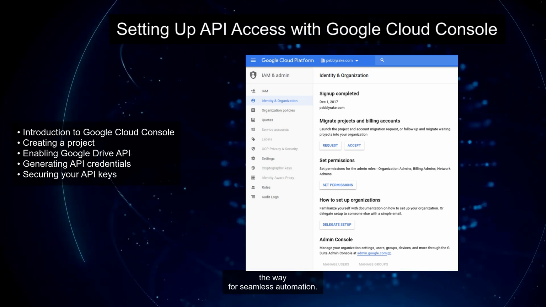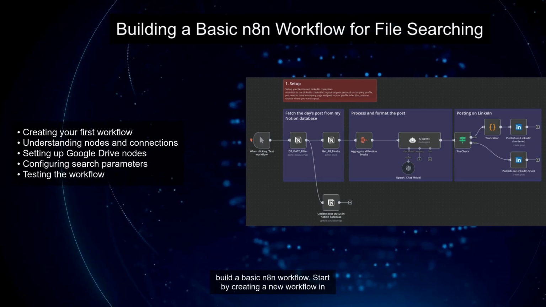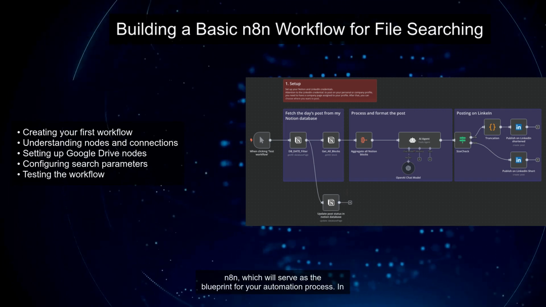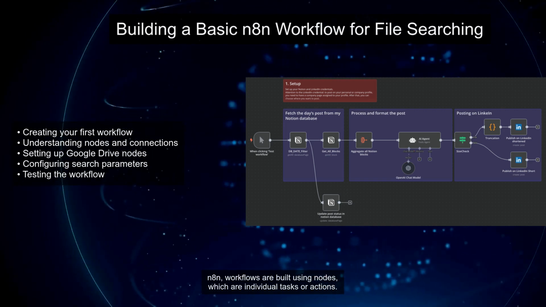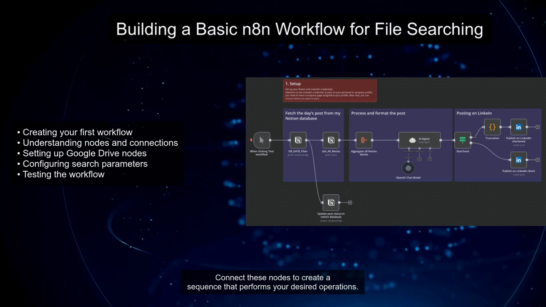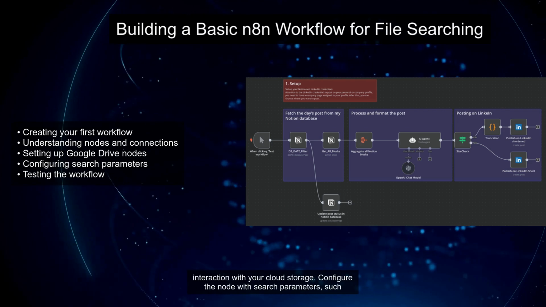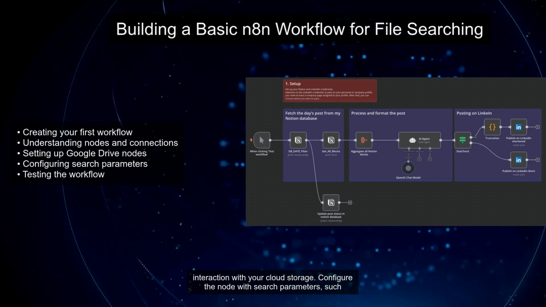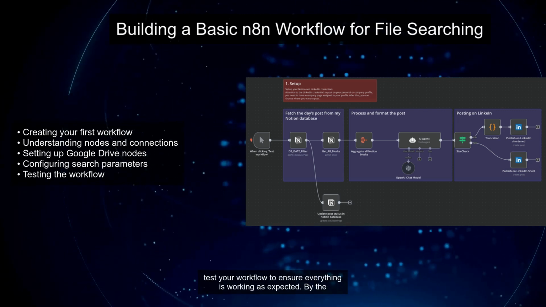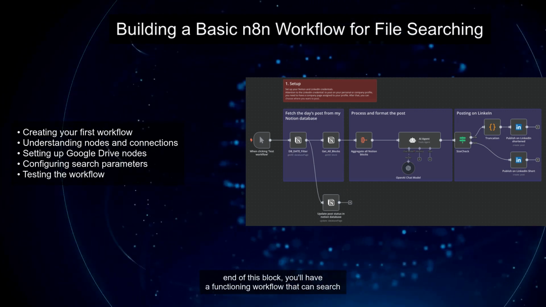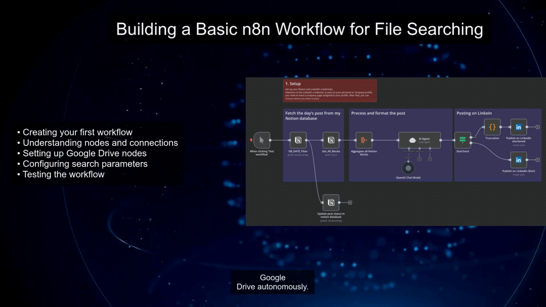With your Google Drive ready and API access configured, it's time to build a basic n8n workflow. Start by creating a new workflow in n8n, which will serve as the blueprint for your automation process. In n8n, workflows are built using nodes, which are individual tasks or actions. Connect these nodes to create a sequence that performs your desired operations. Add a Google Drive node to your workflow, which will handle the interaction with your cloud storage. Configure the node with search parameters, such as file name or type, to define what you're looking for. Finally, test your workflow to ensure everything is working as expected. By the end of this block, you'll have a functioning workflow that can search Google Drive autonomously.